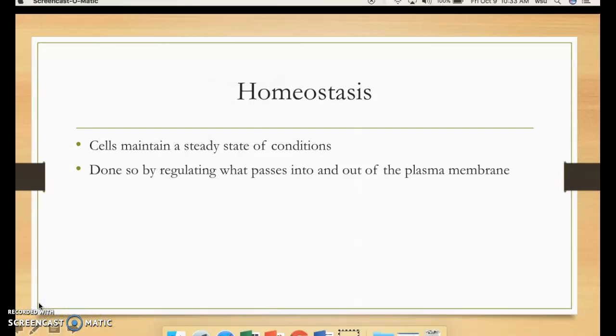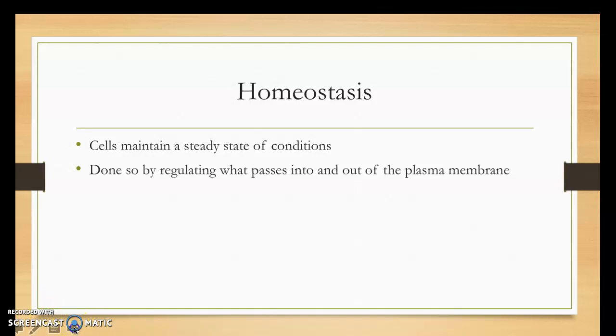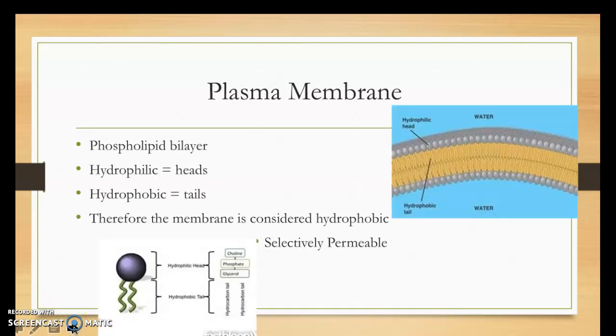So homeostasis within our cells is that the cells are maintaining a steady condition, an optimal condition for them to be that way. Because there are so many reactions happening inside our cells and even outside our cells to keep the cell alive, to keep the organism alive, there's lots of fluctuation. But the ultimate goal is to stay in homeostasis. And that is done by regulating what passes into and out of the cell via the plasma membrane. So let's take a look at the plasma membrane again.